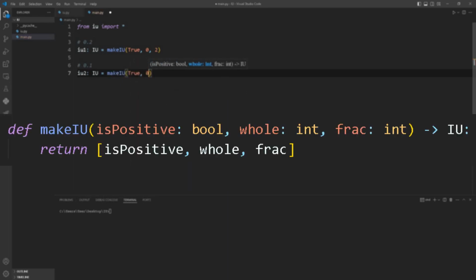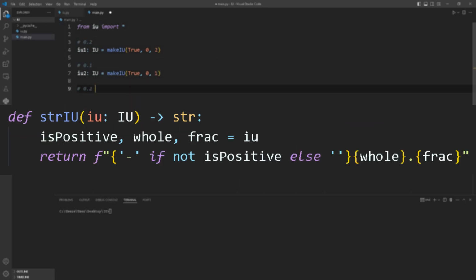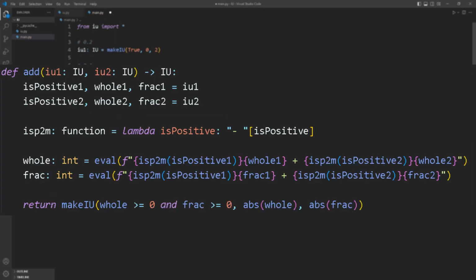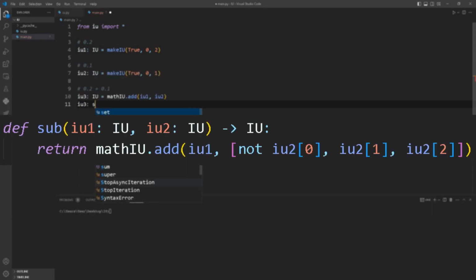There is one to create an IU value by mapping arguments into a list, one to convert an IU into a string by adding a minus if negative and appending the integer and the fractional parts split by a dot. There is also one to add integer unions that works by summing and performing checks. And there is one to subtract IUs that uses almost the same technology as adding them.